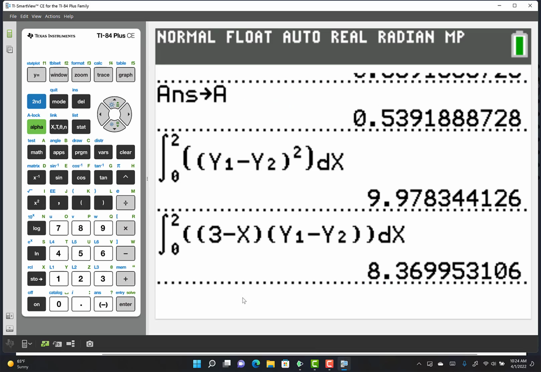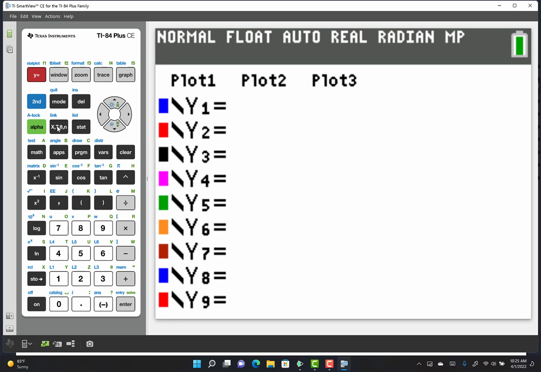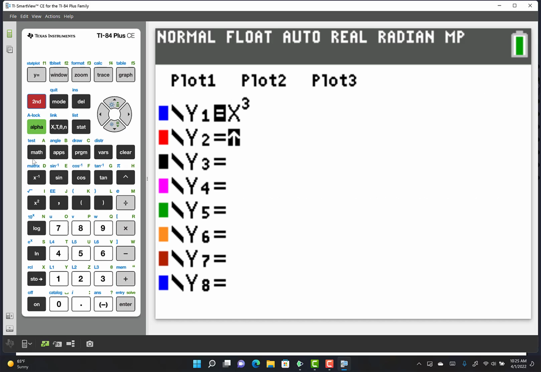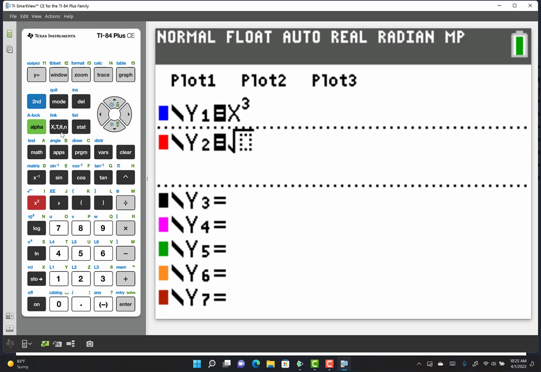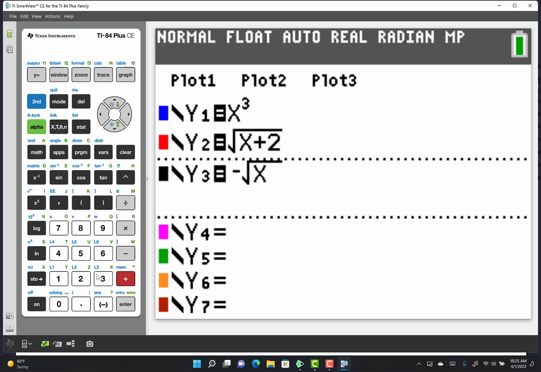I'll do the same. Y1. Oh, let me reset mine. X cubed. Square root. I already forgot. Short-term memory. Was it x plus 2? X plus 2. And negative square root of x plus 2.